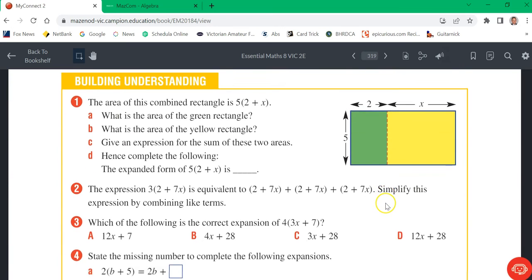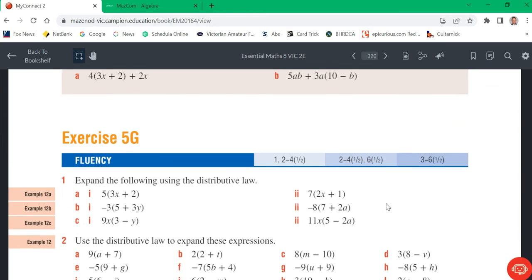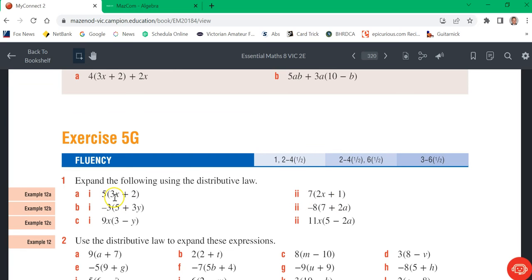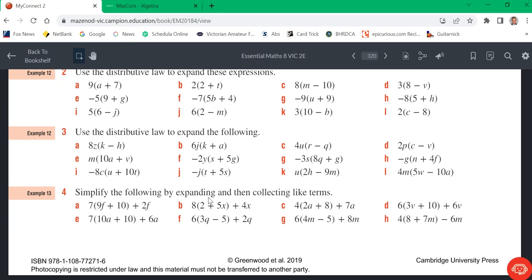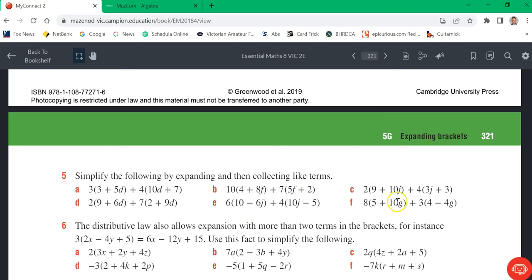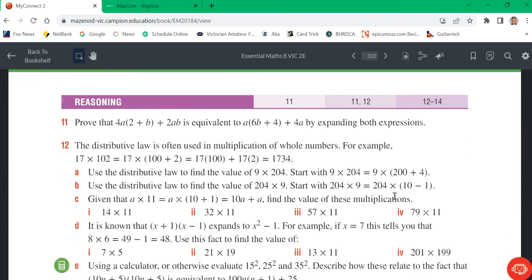So you need to go through and make sure that you have an understanding of expanding terms. Expand the following using the distributive law. Of course, 5 would multiply 3x plus 2, and that becomes 15x plus 10. So if we have a situation where we have a negative, then a negative times a positive equals a negative, and a negative times a negative will equal a positive. Now a bracket, you can see here, just whatever is inside the bracket is multiplied by whatever is outside the bracket.